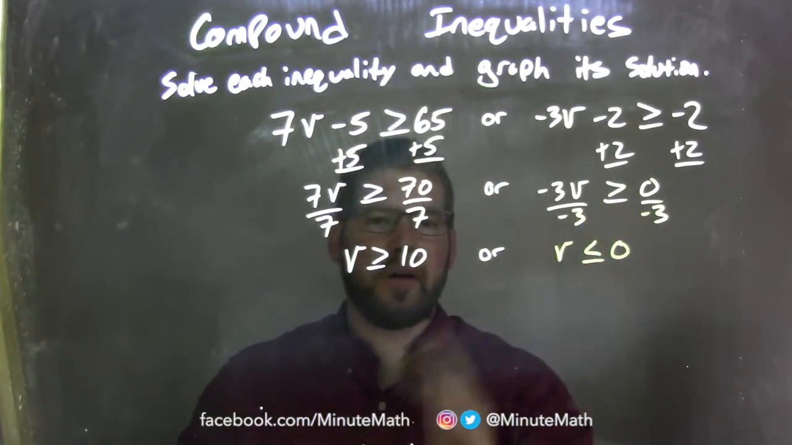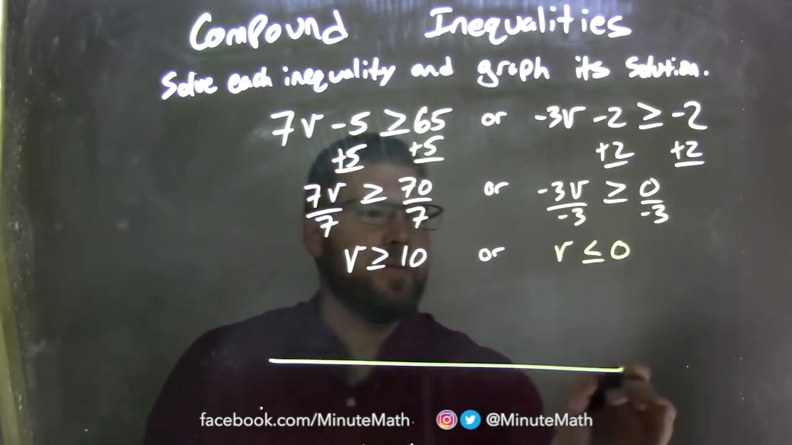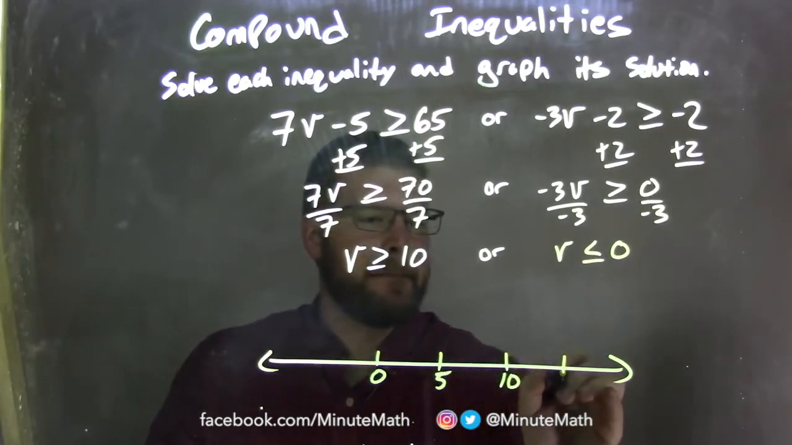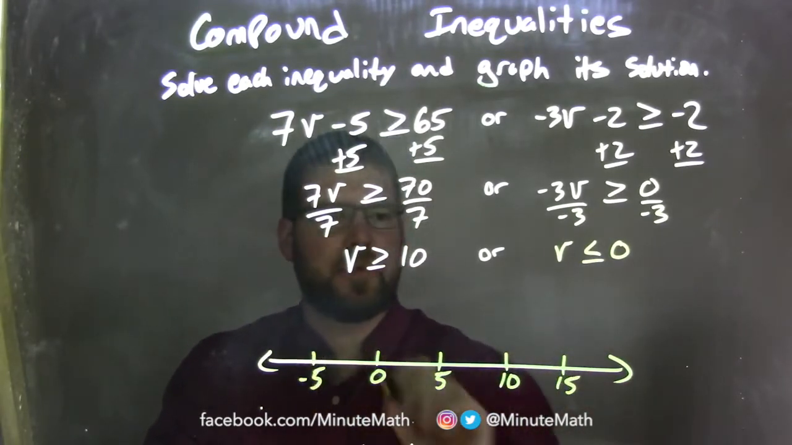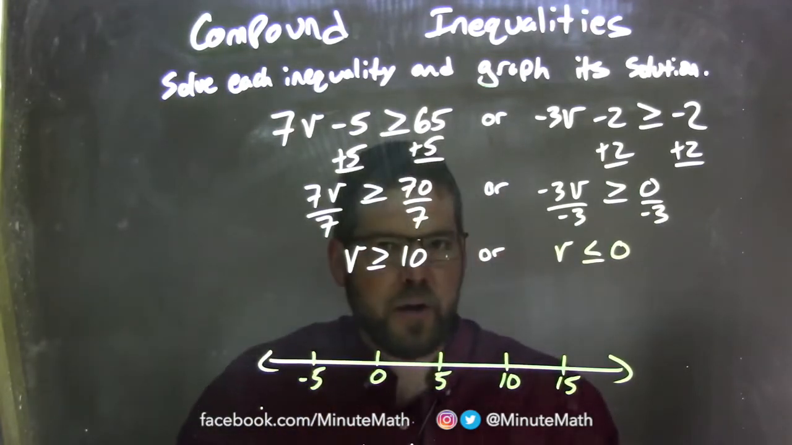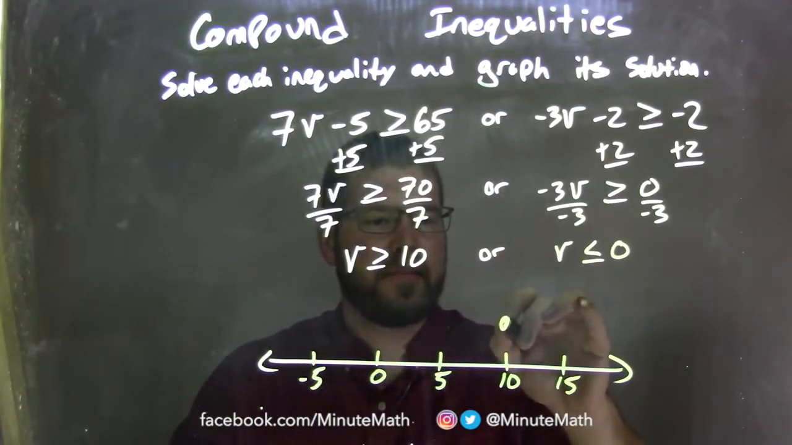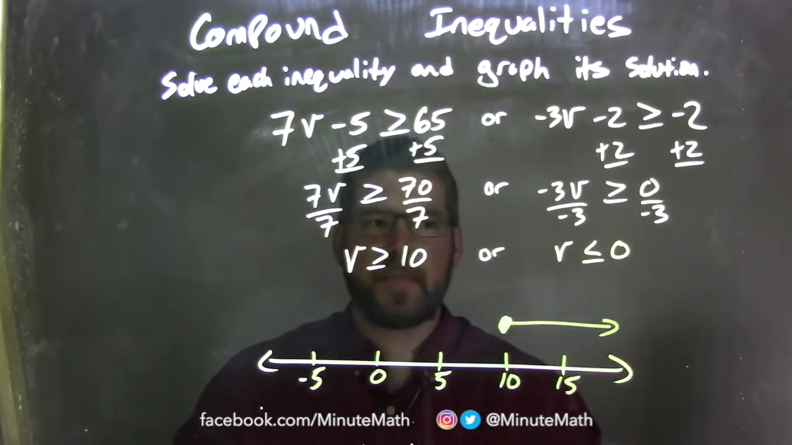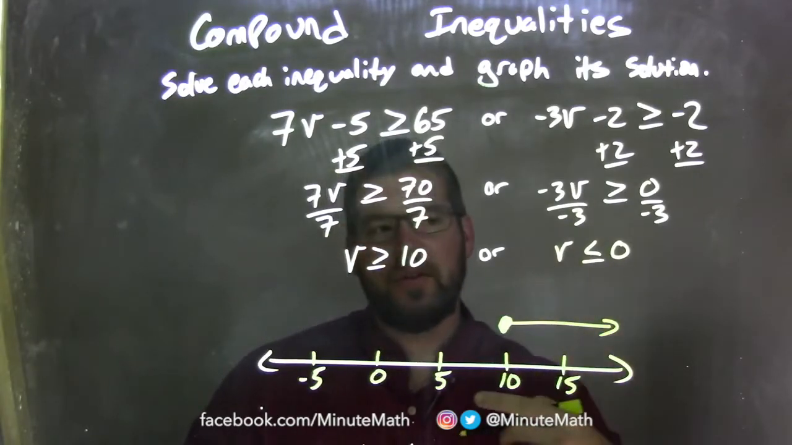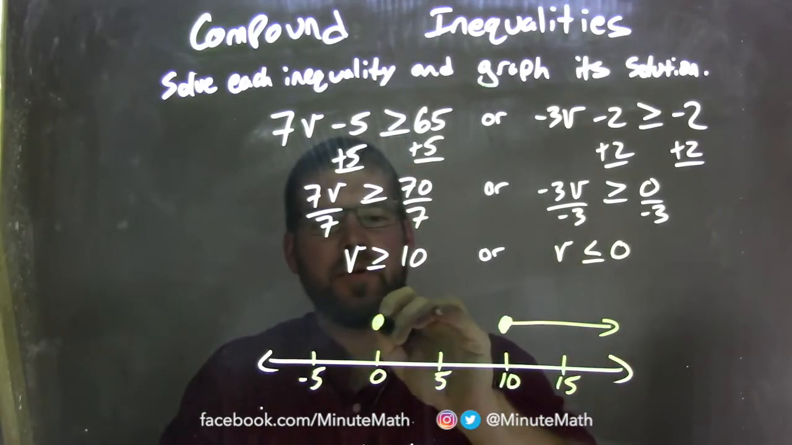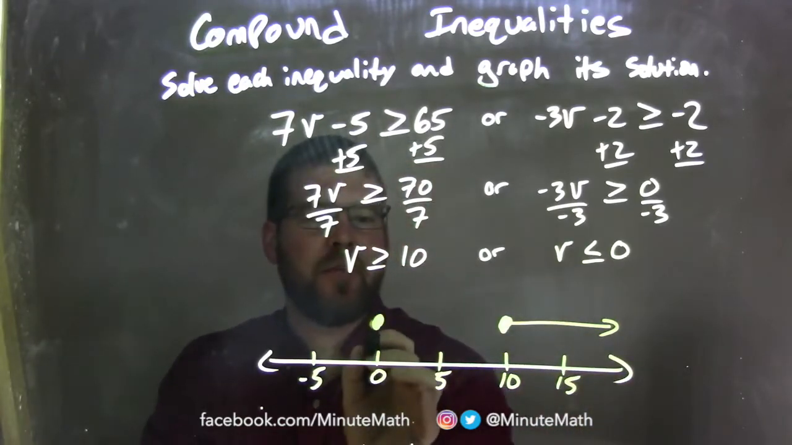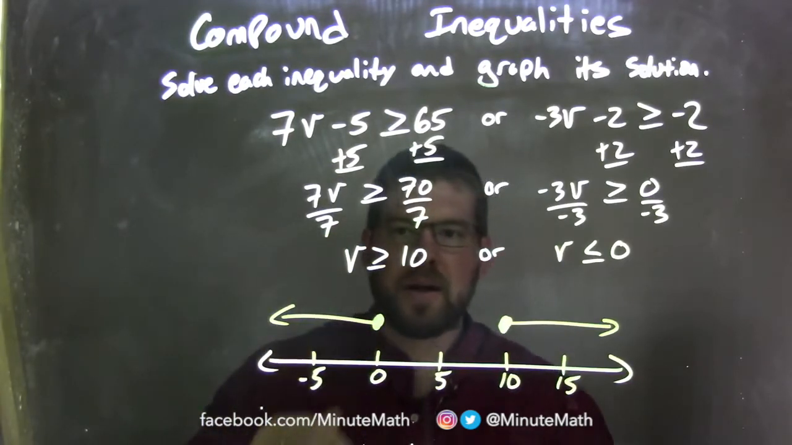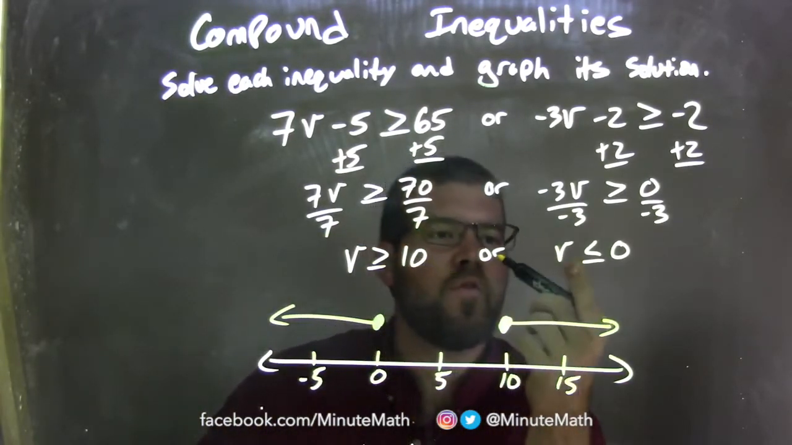But now I have my two inequalities, so I can graph it. So let's make a little number line here. Let's go 0, 5, 10, 15, and -5. Okay? Well, they told us that v is greater than or equal to 10. So I have a closed circle at 10, and v is greater than that, so I put my arrow to the right. The other one here says v is less than or equal to 0. So again, at 0, I have a closed circle. And I put my arrow to the left, showing that v is less than 0. And now we have it. We have our graph here that matches our compound inequality, which is v is greater than or equal to 10, or v is less than or equal to 0.